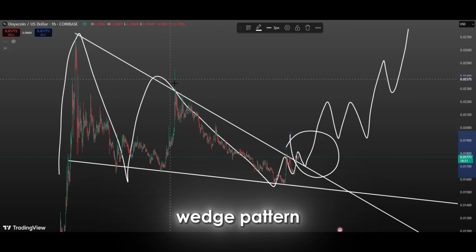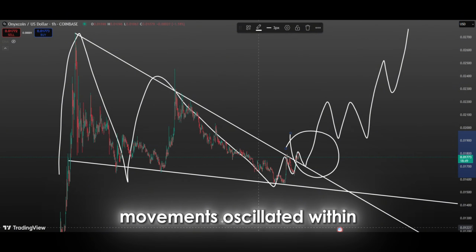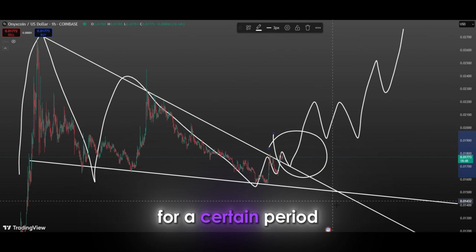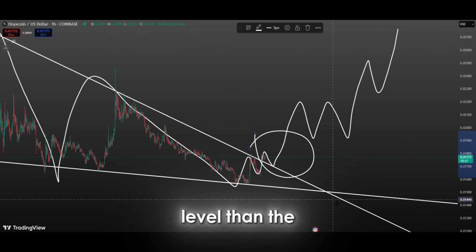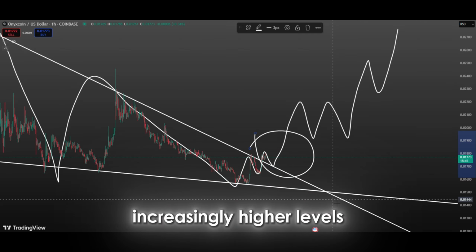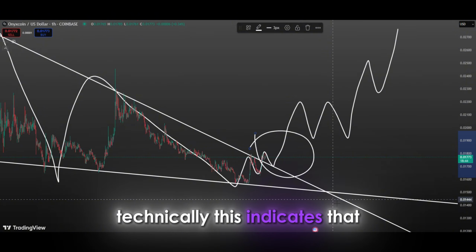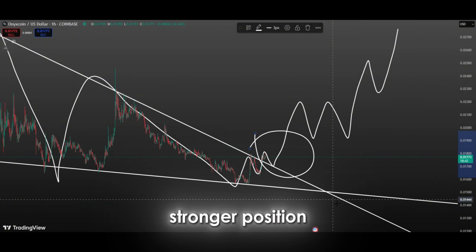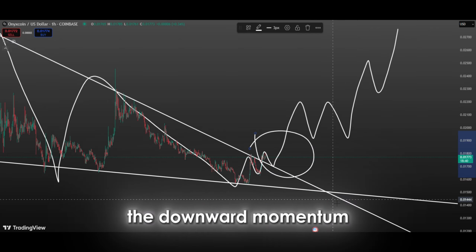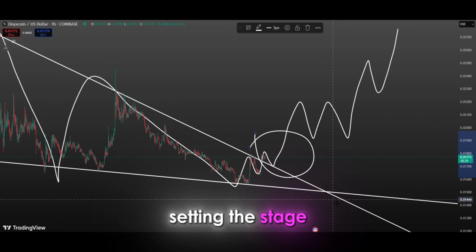In this falling wedge pattern, price movements oscillated within the narrowing structure for a certain period. Each peak formed at a lower level than the previous one, while the troughs found support at increasingly higher levels. Technically, this indicates that buyers are starting to take a stronger position, while sellers are losing strength. In other words, the downward momentum has weakened, setting the stage for a potential upward breakout.